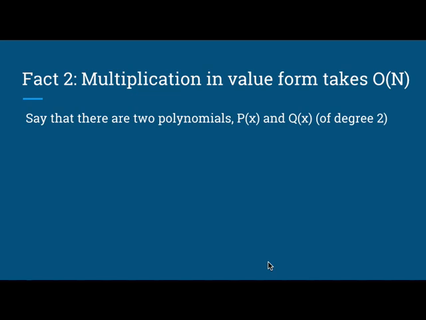So say that there are two polynomials, p of x and q of x, each is of degree 2. So if you guys are writing notes, these slides will be posted and they might be a little too fast for you to write notes. You're free to, but I would suggest just sort of listening and sit back and relax and have a good journey.